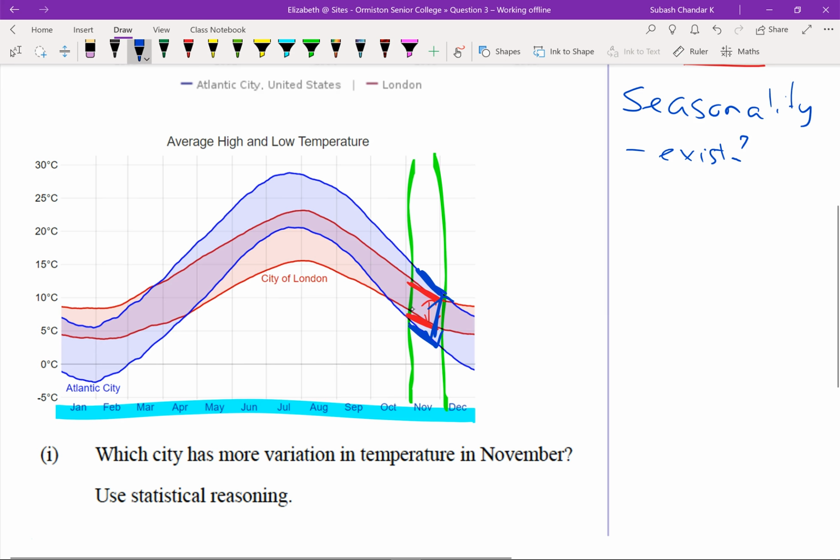Okay, so which one has more? Atlantic City. Okay, so that will give me the achieved. But then it says, use statistical reasoning. So I need to put some statistical ideas in this. Yeah, so this is where I need to explain or justify or give evidence of that. So how do I know that there was more variation?